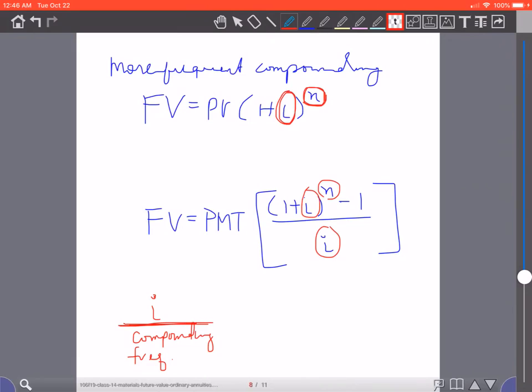Whereas n gets multiplied, your exponent gets multiplied by the compounding frequency. So if our compounding frequency was weekly, for example, i would be divided by 52 and n would be multiplied by 52. It's just that there are 3 different spots in your formula where that's happening.